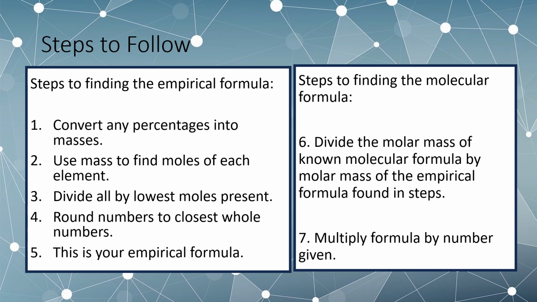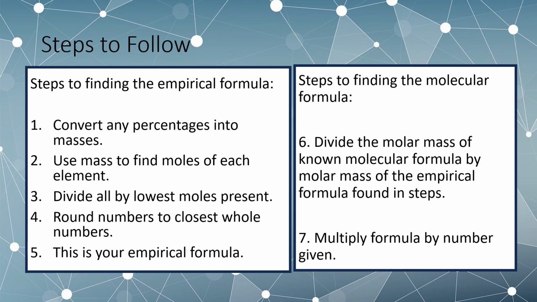You then divide all of those results by the lowest moles present. So whatever smallest number you got, you divide them all by that. Then you round the numbers present to the closest whole numbers, because sometimes you might get a few decimals in this step. Assigning those numbers to each element that you've just found is your empirical formula. Now, to get from here to your molecular formula, there's two easy steps. In a question like this, where you're asked to find the molecular formula, you'll be given the molar mass of that known molecular formula. So all you need to do is divide that molar mass you're given by the molar mass of the empirical formula found in steps 1 to 5.